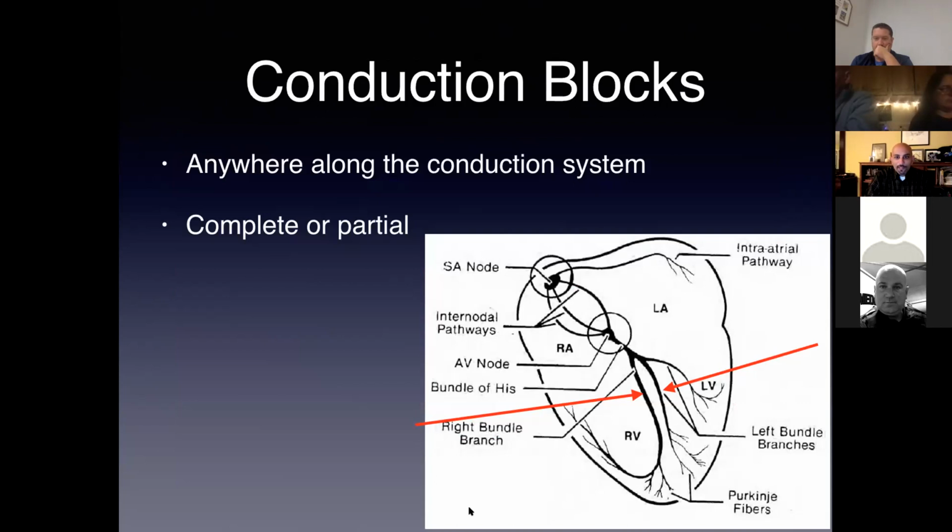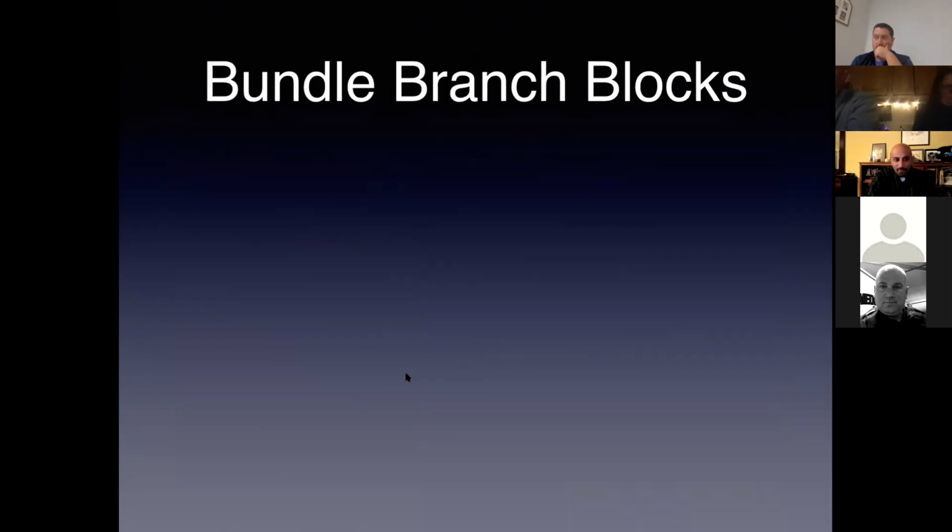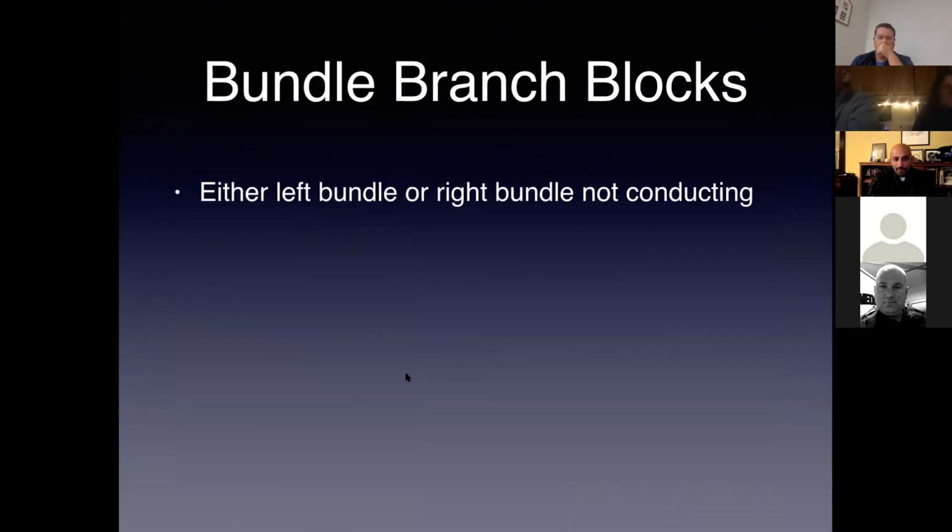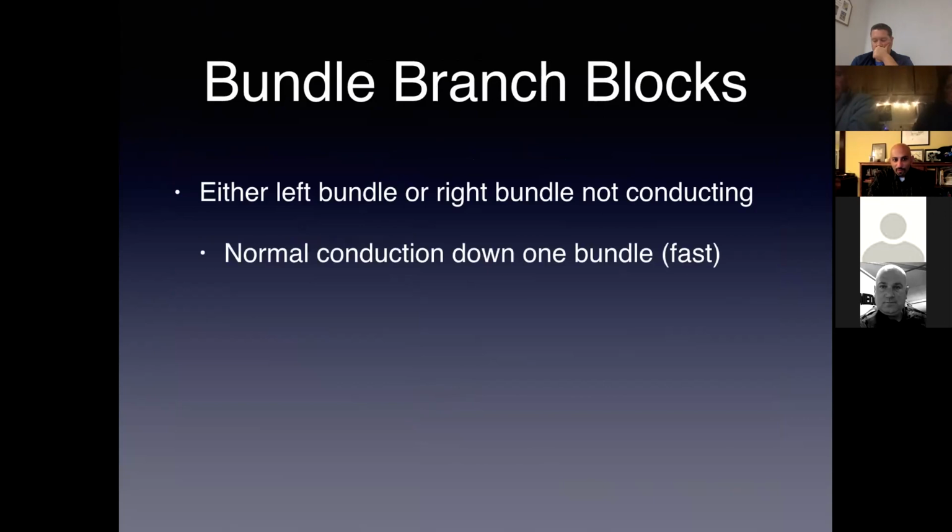So we talked about the conduction blocks at the AV node. Now we're going to talk about these guys. They can be complete or partial. Either the left bundle or the right bundle could not conduct well.